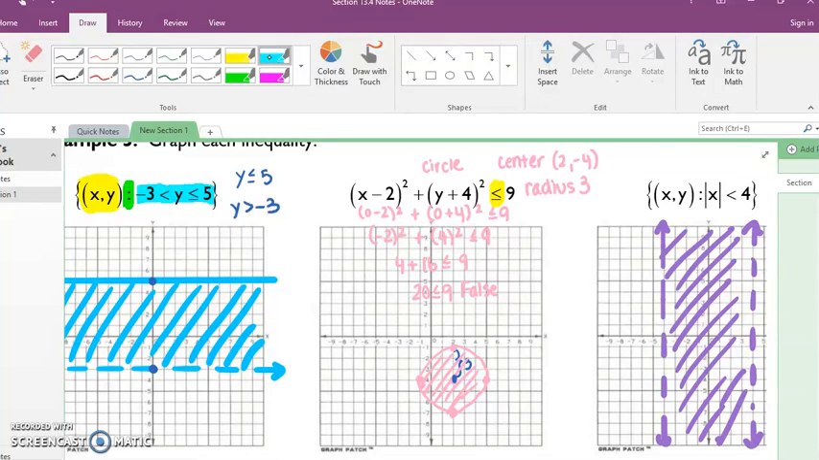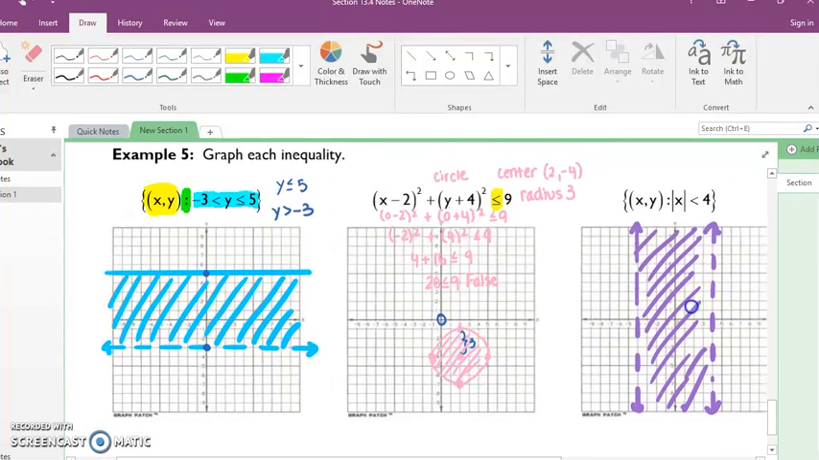I went ahead and chose the ordered pair (0, 0) to plug in. And here's all my work for plugging in. I got (-2) squared plus 4 squared, so I had 4 plus 16, 20. 20 is less than or equal to 9. That's not true. 20 is not less than 9. So I knew that I didn't want to shade towards (0, 0), aka I knew I didn't want to shade anything on the outside of my circle. So the only option left was shading inside my circle.